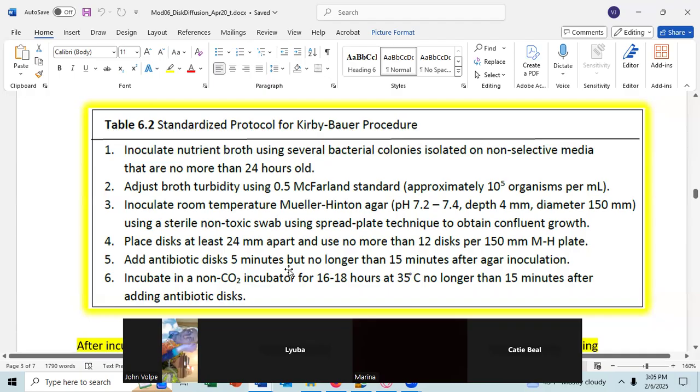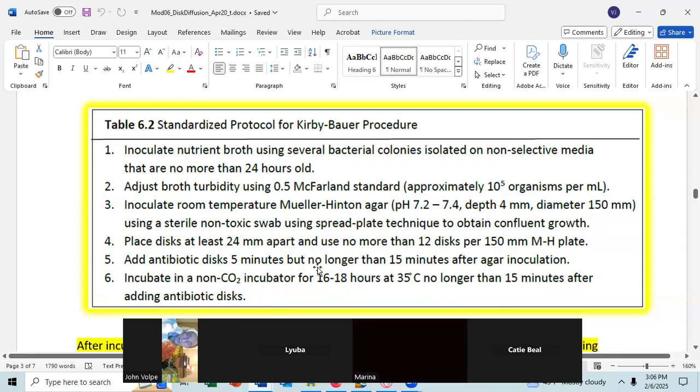You allow the bacteria to sit for 5 minutes so that the liquid that you put on will be absorbed into the agar plate. And then you put the disc on before 15 minutes so that you don't allow the bacteria essentially to get growing before you put on the paper disc. You then incubate the plates in a non-CO2 incubator between 16 and 18 hours at 35 degrees, and you put the plates in the incubator no longer than 15 minutes after you add the antibiotic disc.